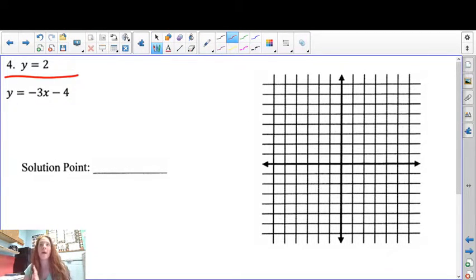Now, when I have y equals, that is going to be where my y value is always 2. Typically people say that because of the y-axis. I'm going to highlight that so you can see what I'm talking about. The y-axis goes up and down, therefore any lines that say y equals go up and down.